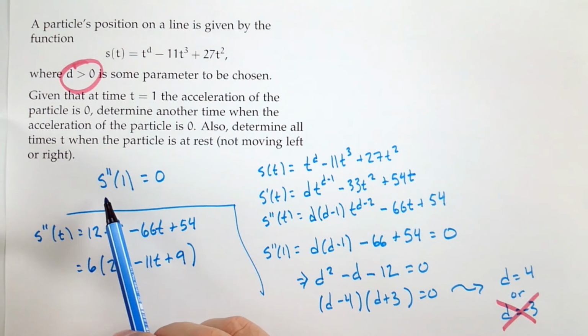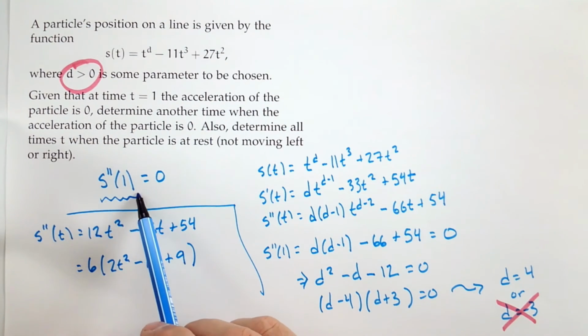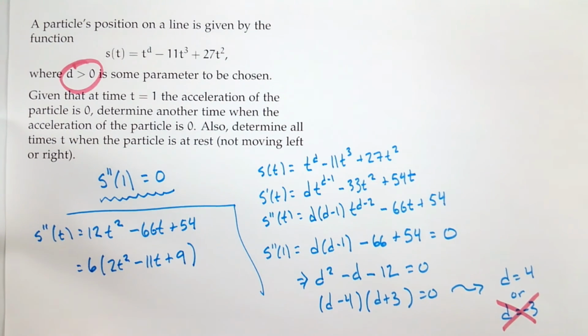Remember what we said? We started with s double prime of 1 equals 0. That means that 1 is a root. If 1 is a root, that means that when this factors, there has to be some piece where when we plug in 1, we get 0. So that means t minus 1 has to be one of our factors.